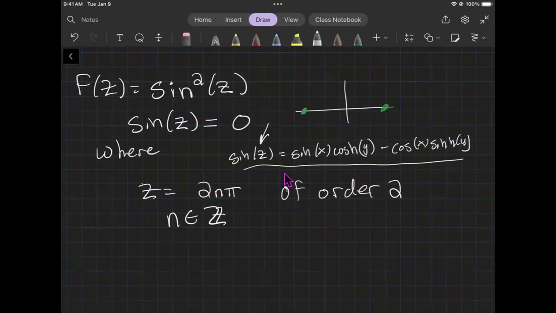So cosine x hyperbolic sine y. Yeah, all right, that's right. So that's sine of z, right? So sine of z is equal to 0 plus 0 i, right?